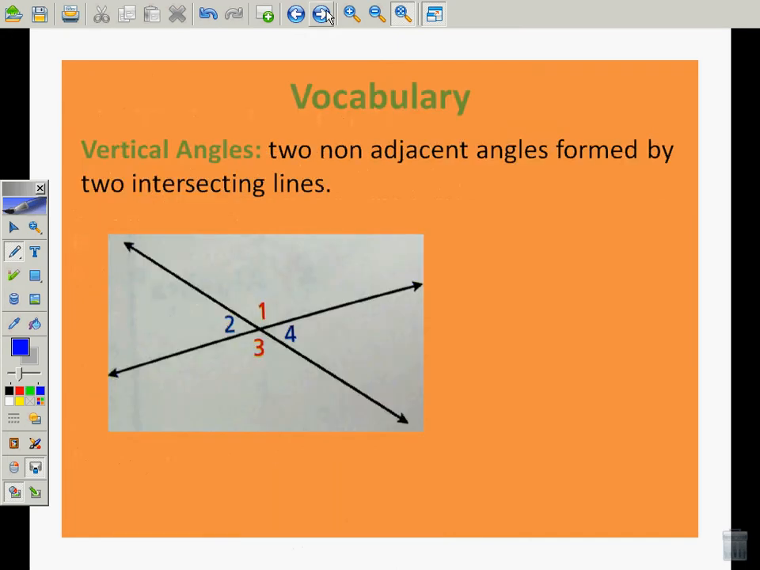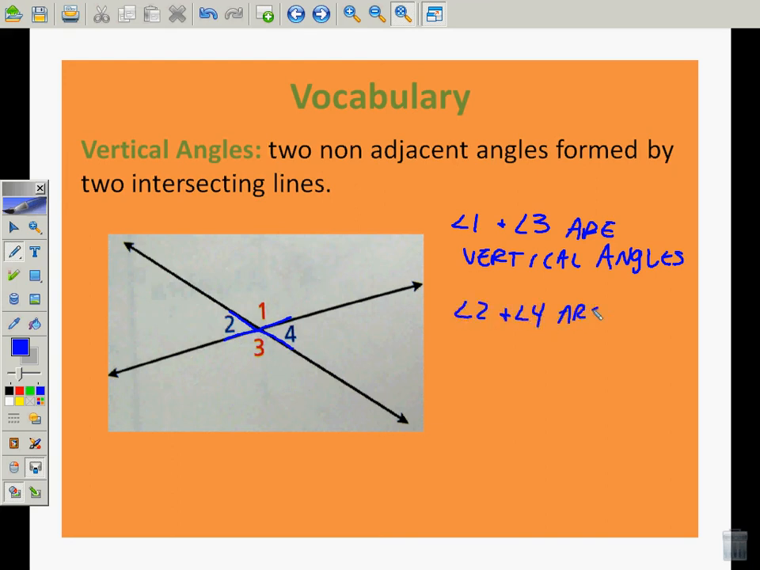Now, here's the good stuff. Vertical angles. Two non-adjacent angles formed by two intersecting lines are vertical angles. So we would say, using this diagram, angle 1 and angle 3, across from one another, are vertical angles. How do I remember this? They form the V, the opposite V's. Okay? So that means that angle 2 and angle 4 are vertical angles.